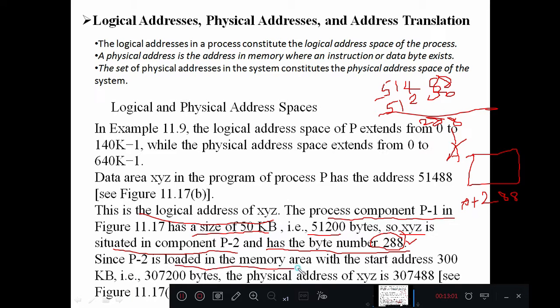Since P2 is loaded in the memory area with the starting address of 300 KB, the starting address of P2 is 300 KB. Just calculate 300 into 1024, which comes around 30,000.